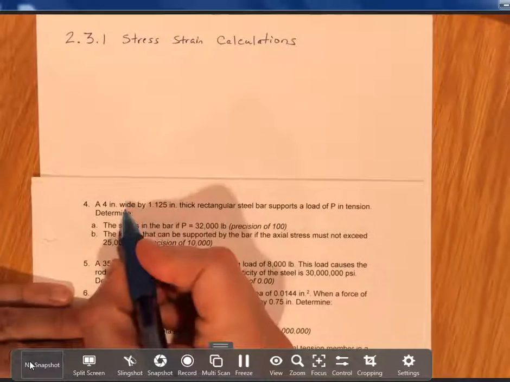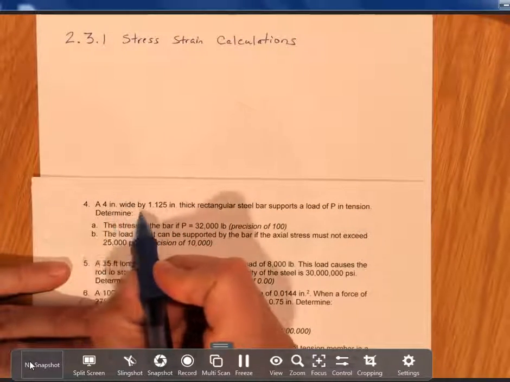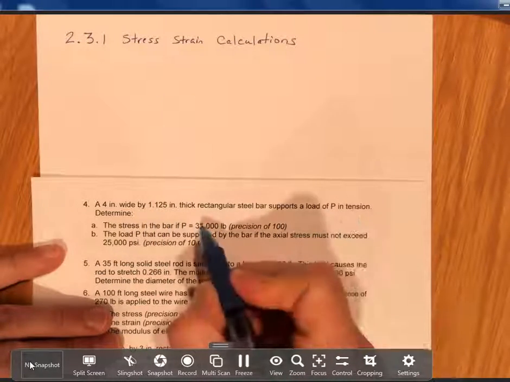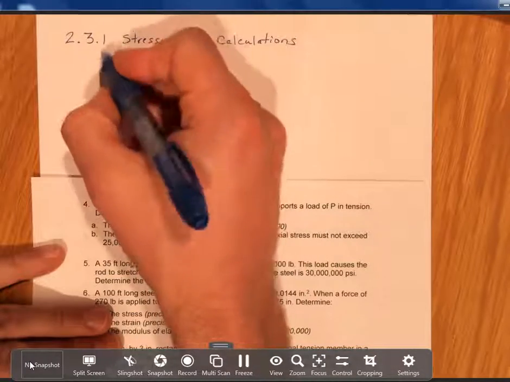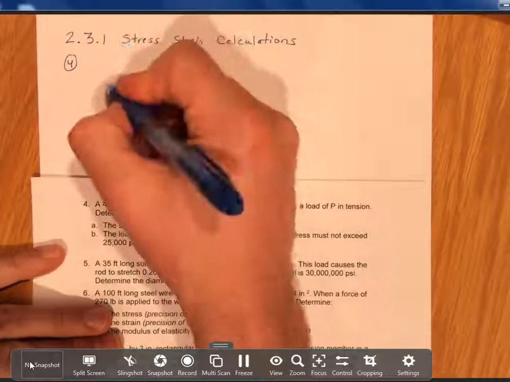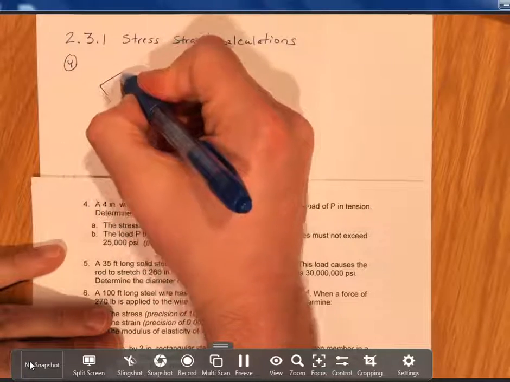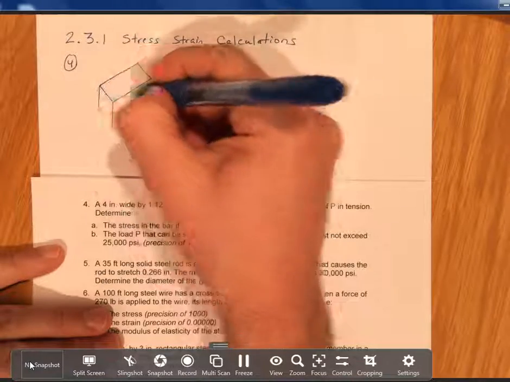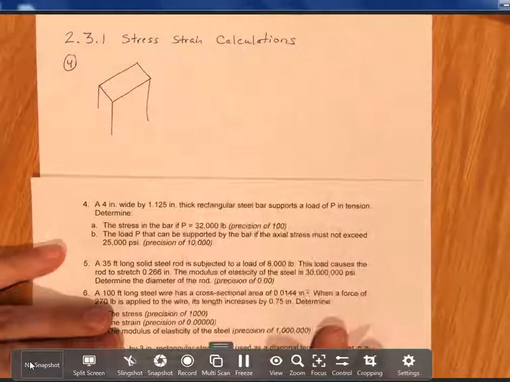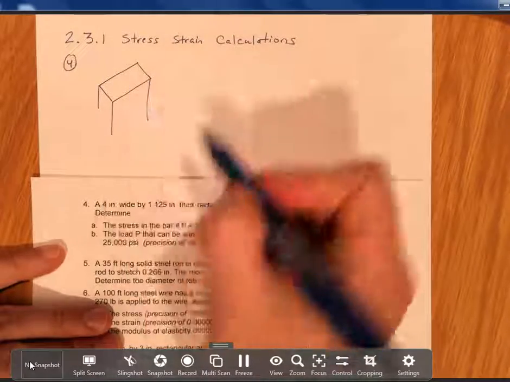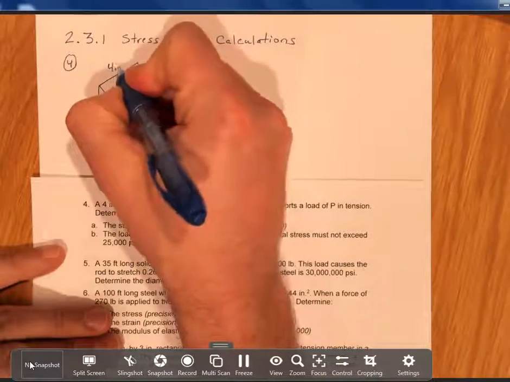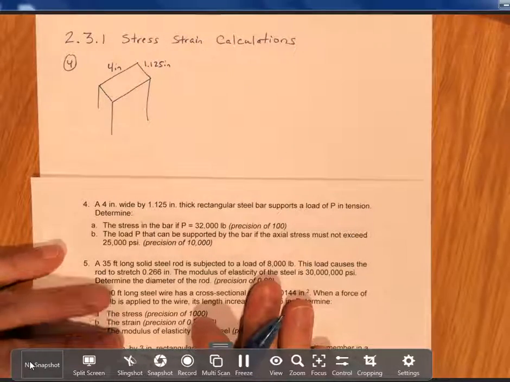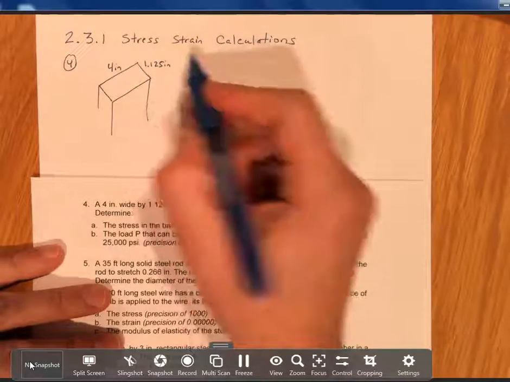Okay, looking at number 4, we'll read it. It says a 4-inch wide by 1 1/8 inch thick rectangular steel bar supports a load of P in tension. Okay, so let's just give ourselves a quick picture. We have a rectangular bar, so I'm going to draw a rectangle. Kind of extrude that down. Don't know how long it is, but we've got this rectangle, and it was 4 inches wide by 1.125 inches thick. Okay, and so those are our knowns as well.